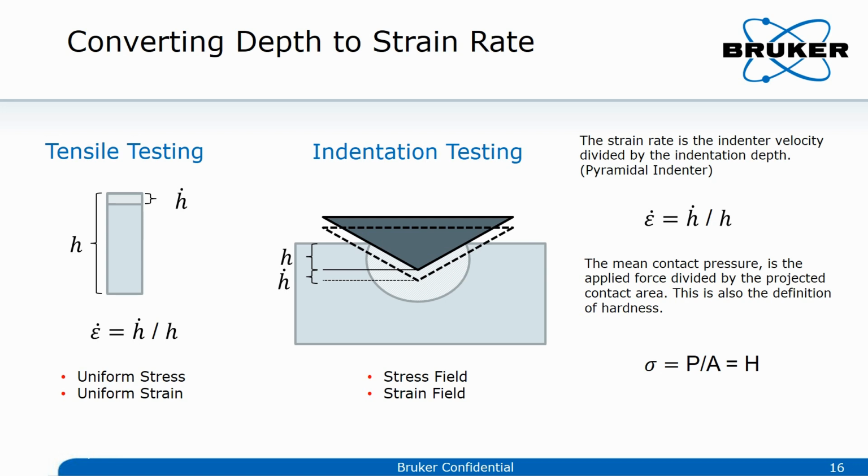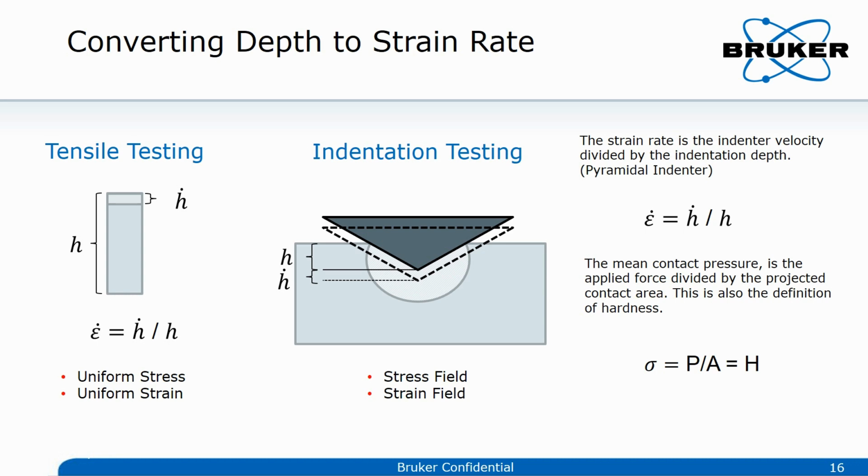We are starting with the simple situation of a tensile test, where we have a known length and geometry of the sample, and the uniform stress and the uniform strain is observed during the tensile test experiment. The strain rate is the velocity of deformation divided by the length of the sample.